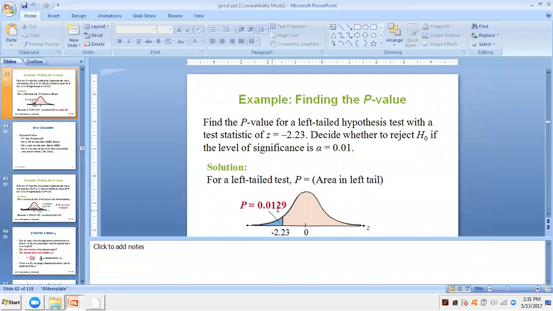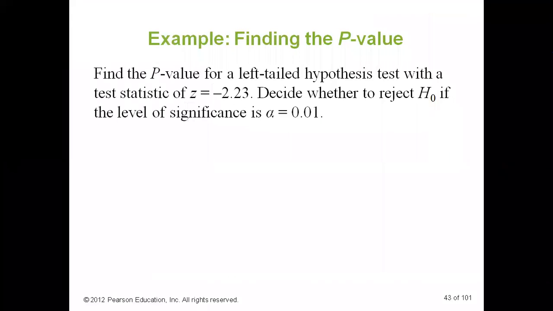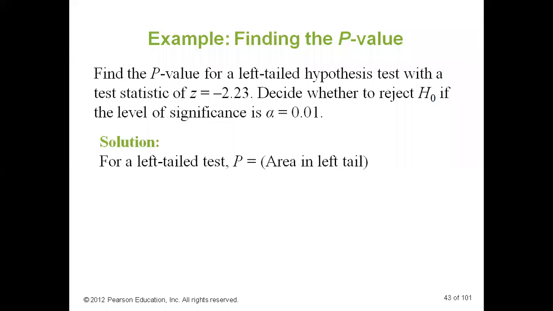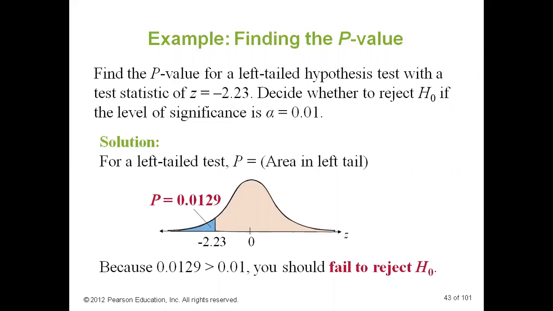So this is 0.0129. This is the probability. Now since alpha is 0.01, our probability area is 0.0129. Since this probability is greater than alpha, we will accept the null hypothesis. Yeah, we will fail to reject the null hypothesis.